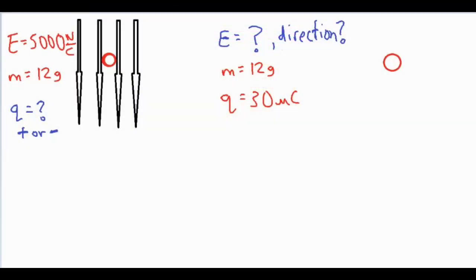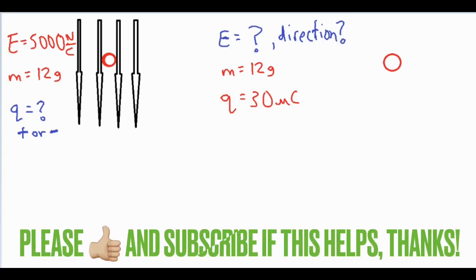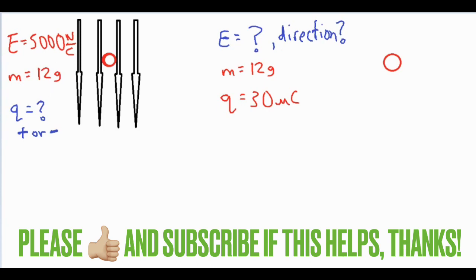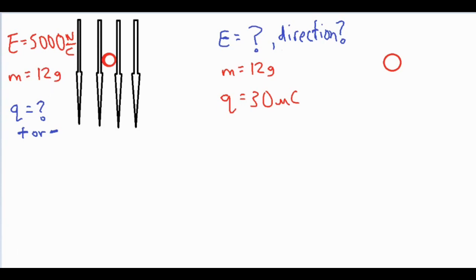In this video, we're going to be taking a look at a mass suspended in an electric field. We have one problem where we're going to find the charge and whether it's positive or negative. And then the second one, we're going to solve for the magnitude of the electric field and the direction in which it's pointing. So for our first problem, we have an object that has a mass of 12 grams and it's suspended in an electric field.